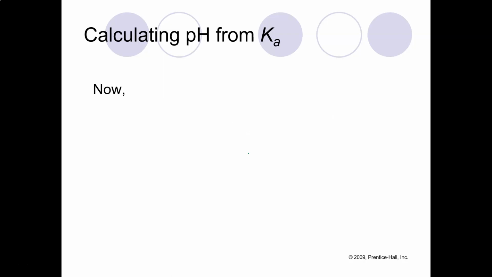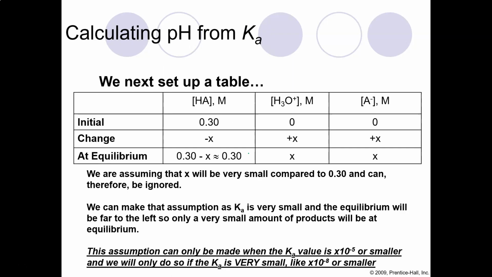Okay, so let's talk about when you can do this shortcut. You can only do this shortcut when your x value is really, really small compared to the initial value of your acid. Well, how do I know that? The only way I know when x is really, really small is when I do the quadratic formula and get my value of x, and then afterwards I know that, and that doesn't save me any time. So here's the rule that we're going to use.